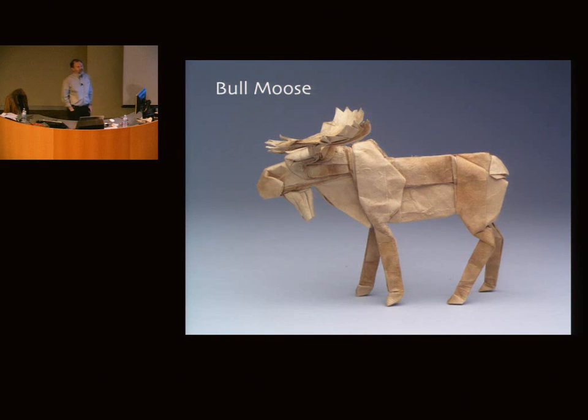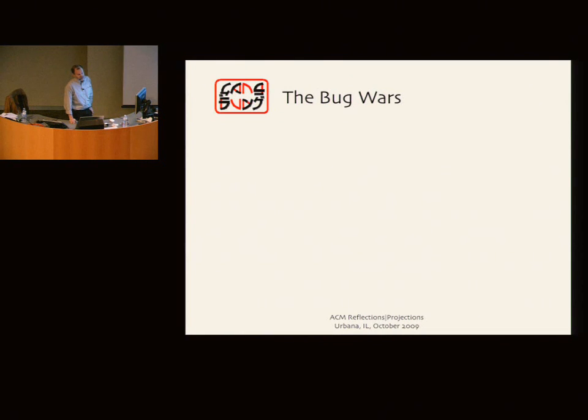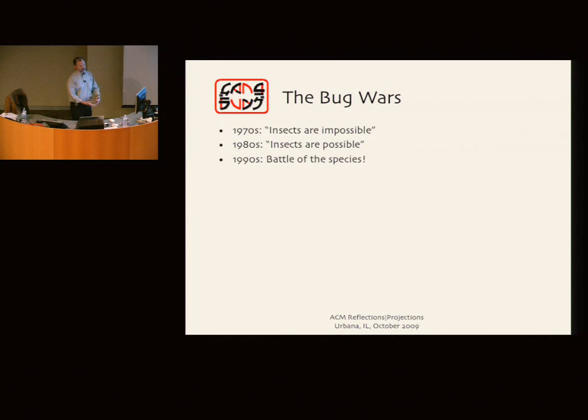So this led to a new approach to origami design. But it also led to conflict. It led to something called the bug wars. Here's what happened in the bug wars. Back in the 1970s, people thought insects were just impossible. They had so many legs and wings, you couldn't do insects from a single uncut square of paper. And you can even find books that would say that. But in the 80s, people started figuring out how to do insects. In the 90s, these circle packing techniques came along, and people were battling over specific species of bug.